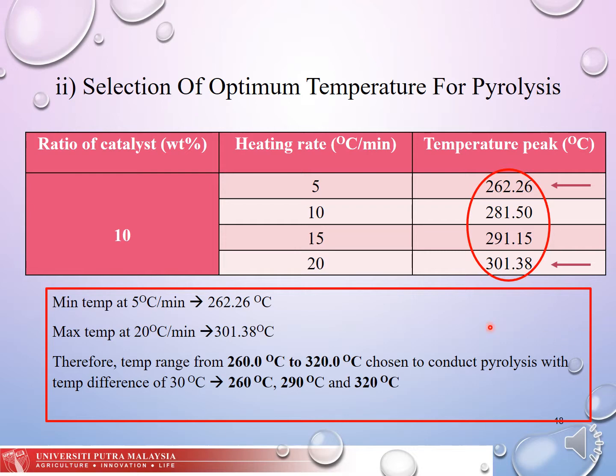So you can see this is the summarized results from different heating rates. As you can see, the lowest temperature was at 5 degrees Celsius per minute, which is 262, and the highest temperature was at 301 at 20 degrees Celsius per minute. Therefore, a temperature range for the catalytic cracking to be conducted has been determined, which is from 260 to 301. So with a temperature difference of 30, temperatures at 260, 290 and also 320 were selected to conduct the pyrolysis.